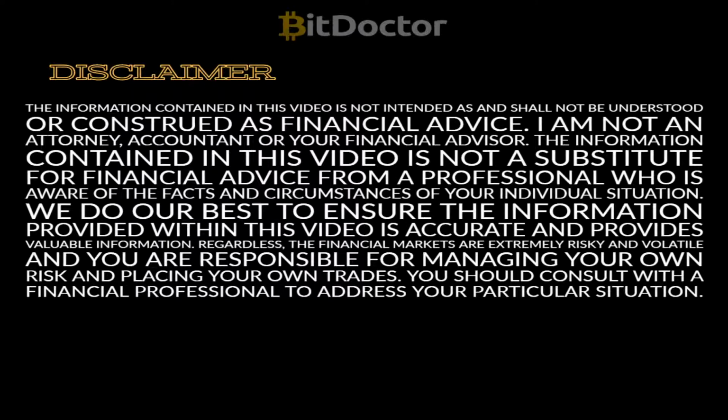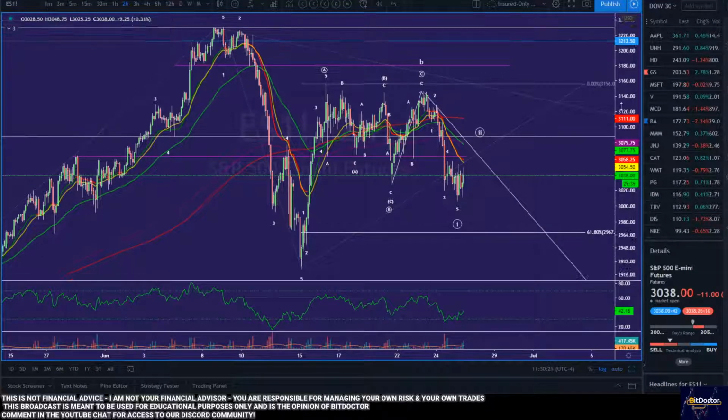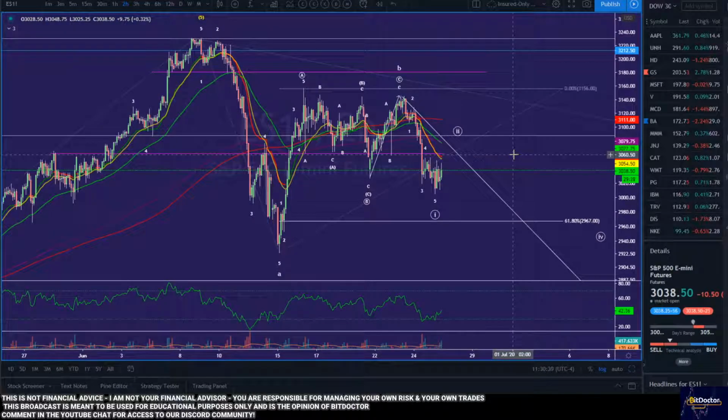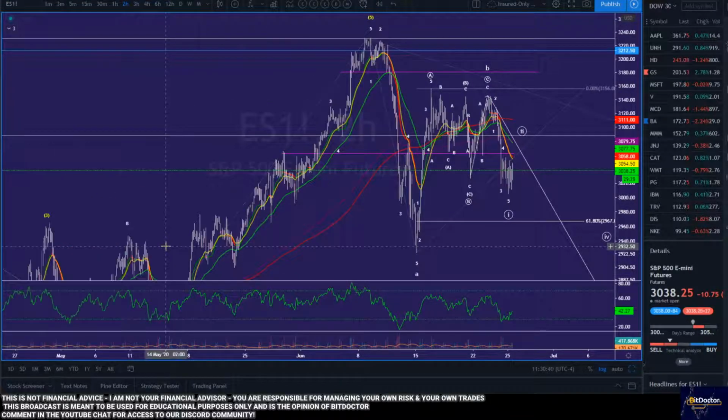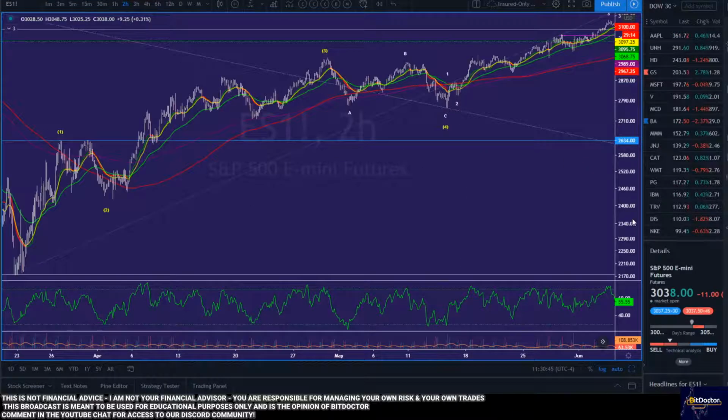But let's go ahead and take a look at the charts. All right, so I've got a count that I'm happy with right now, and this is a count for the short term. We're looking at the ES, basically the S&P futures. This is based on data on CME. What I can clearly see here is what I believe is a completed impulse. I'm on a 2-hour chart, so let's go all the way back down to the bottom to get a good view of where we've come from.